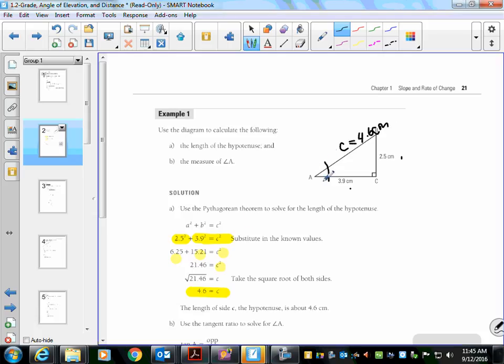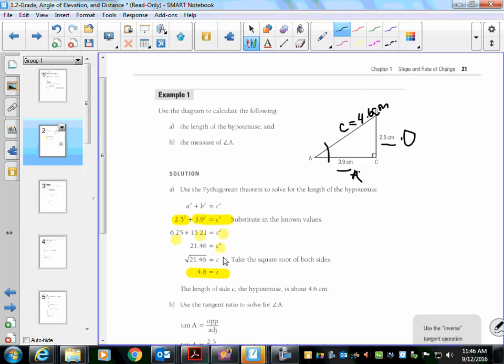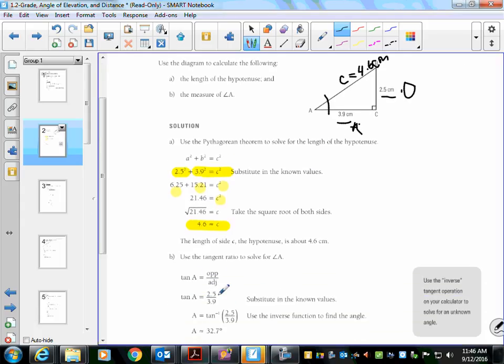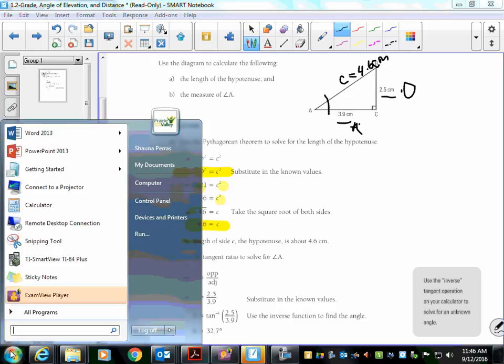To find angle A, we usually use the side lengths that are given, that are not estimated and not rounded. So usually you'll use the ones that are written down here. In this case, given angle A, this is the opposite side, and this is the adjacent side to angle A. So I'm going to use SOHCAHTOA. I'm going to use tan, opposite over adjacent. Plugging in, I get 2.5 over 3.9.